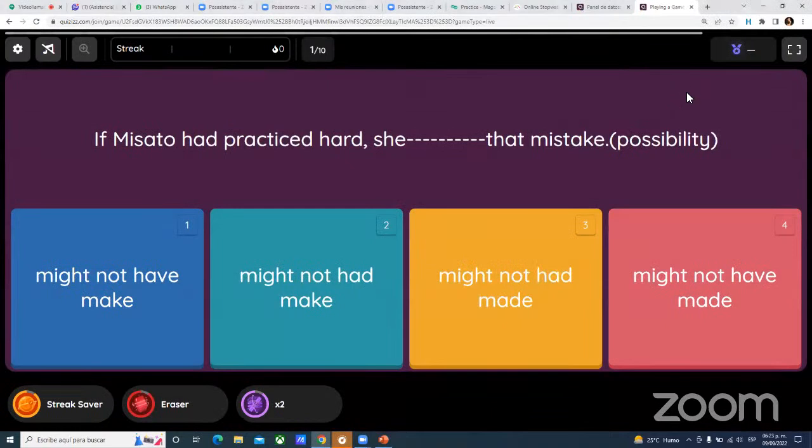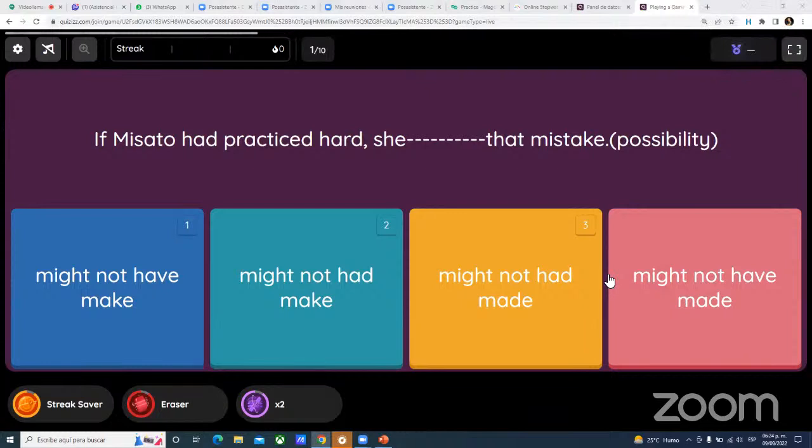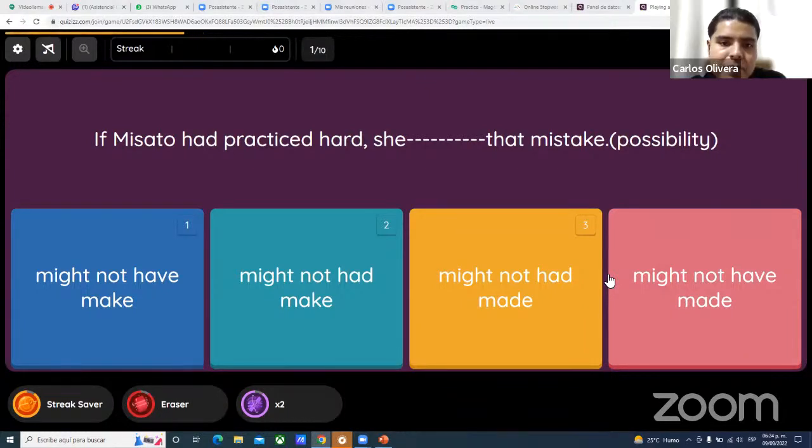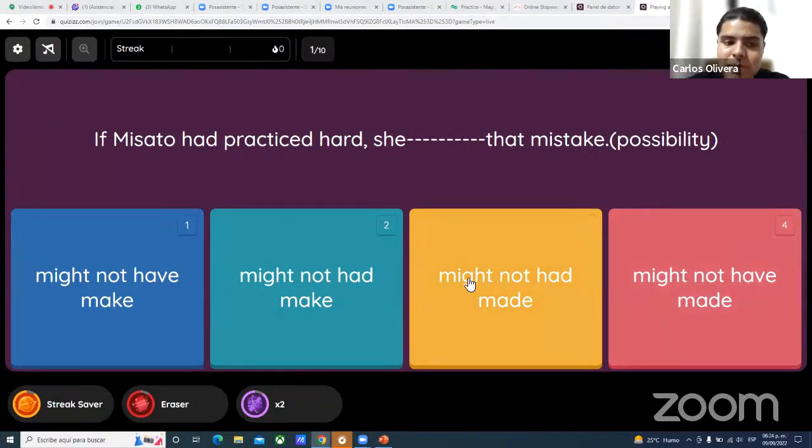So let's practice, okay? It says, if Misato had practiced hard, she... in this case is working with might, but it is the same use that would, remind, right? Might and would. Would or might is the same. It's number 2. Might not have. Okay. 3. Yeah. Which one? 2, 3, 4, 1.